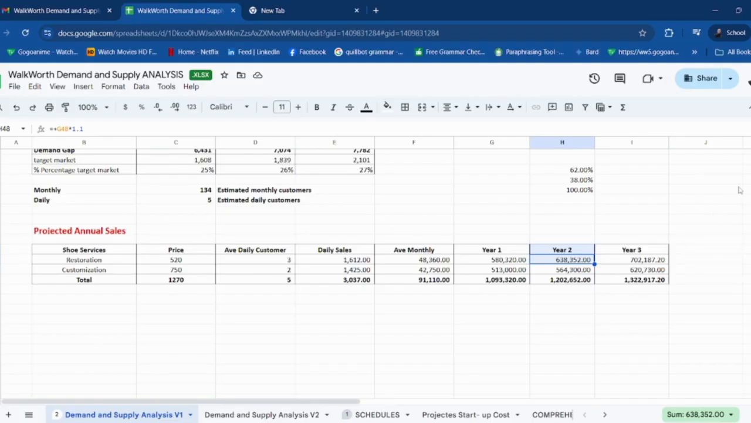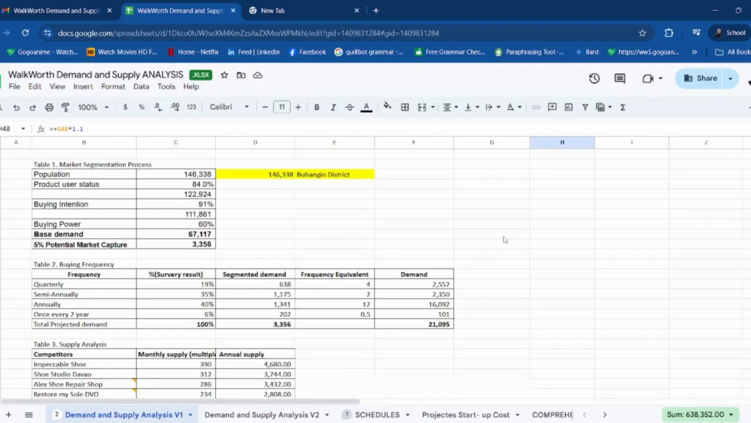Okay, so I hope this makes your demand and supply analysis meaningful. And I hope that it is clear to you now why we are trying to have a 5% or percentage of your base demand, and we call it potential market capture. So do not try to reason that because it is bloated. No, that is the wrong explanation. Simply said, that is your potential capture because you are not expecting everyone would really buy or visit your business.